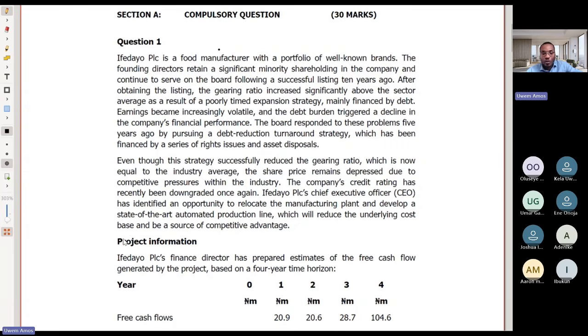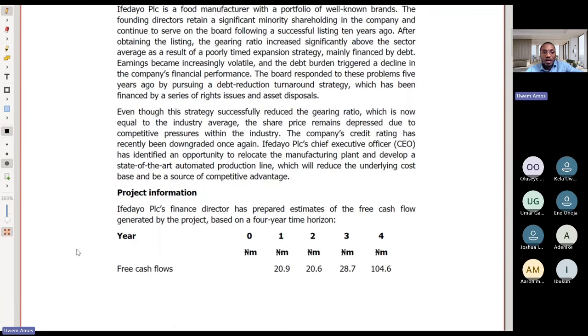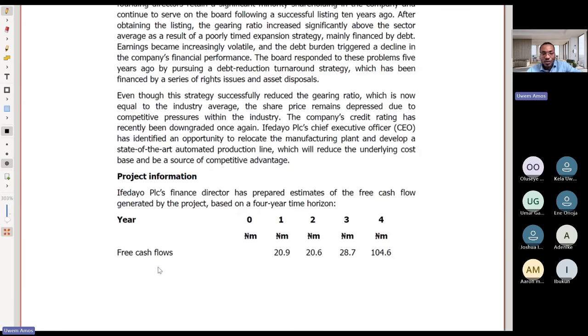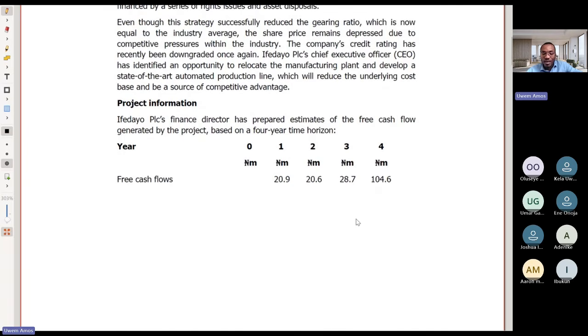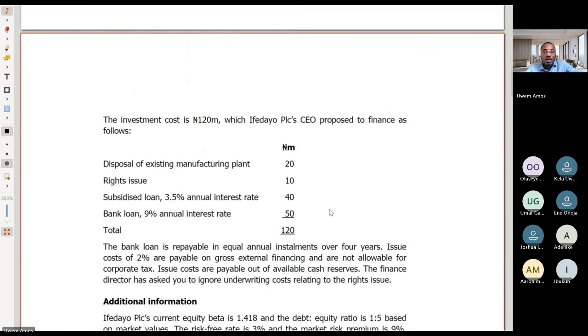Project information. So this is where we begin to go into data. Ifedayo Plc's finance director has prepared estimates of the free cash flow generated by the project based on a 4-year time zone. So these are the net free cash flows. So we have the values for 4 years right there. The investment cost is 120 million, which Ifedayo Plc's CEO proposed to finance as follows. So they have a net investment of 120 million to get this project up.